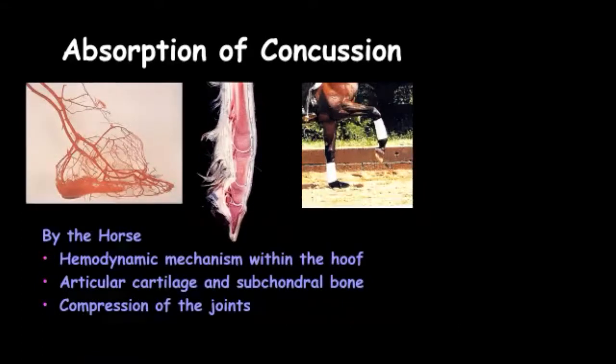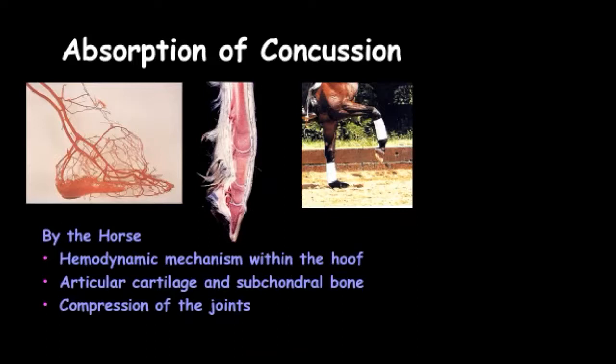Now the horse has certain inbuilt mechanisms for absorbing concussion. So the concussion is generated between the hoof and the ground, and the first line of defense is within the hoof. And there is a hemodynamic mechanism within the hoof whereby through the expansion of the heels, the blood is sucked through the lateral cartilages, and as the blood is going through the feet, it's acting to actually absorb the shock in this hemodynamic mechanism.